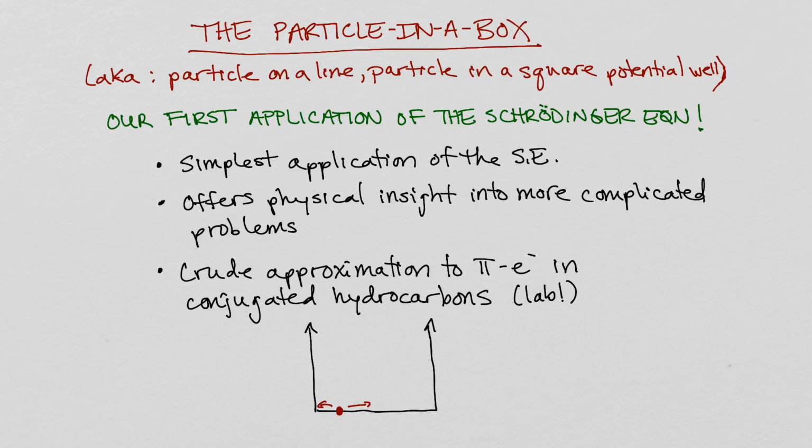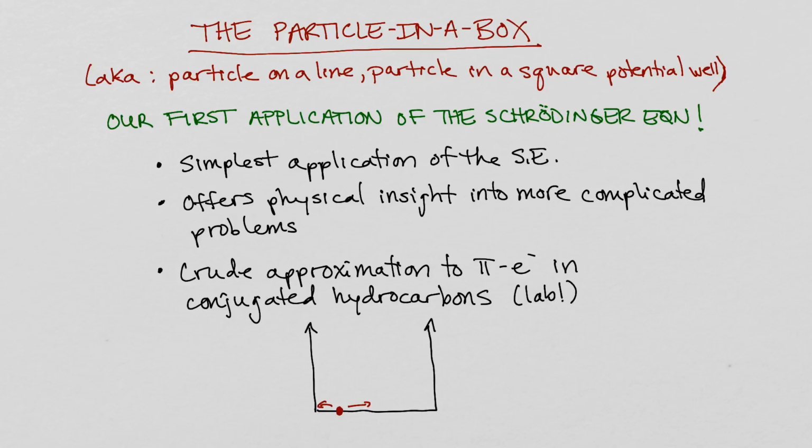Just to note that you'll also see the particle in a box problem referred to frequently as the particle on a line or a particle in a square potential well. So there are a few alternative names for it, but basically what we have is a particle that is destined to spend its life inside of a box.